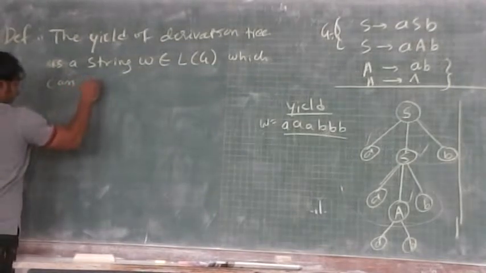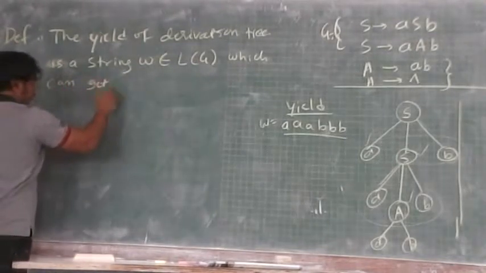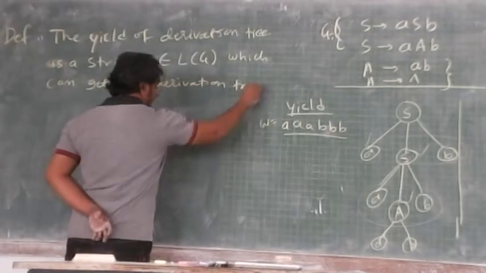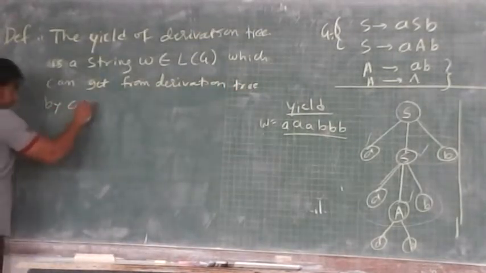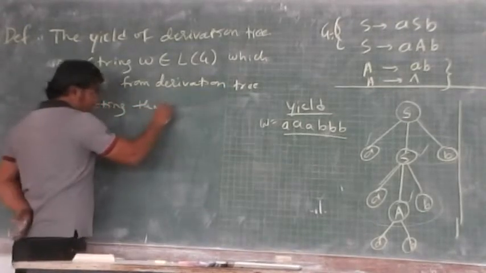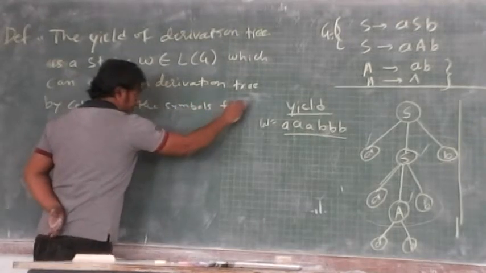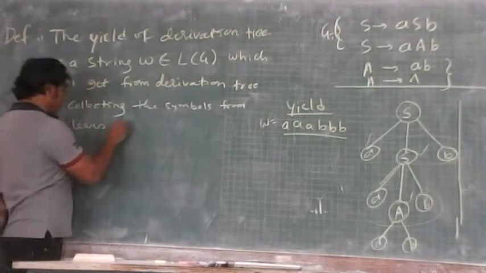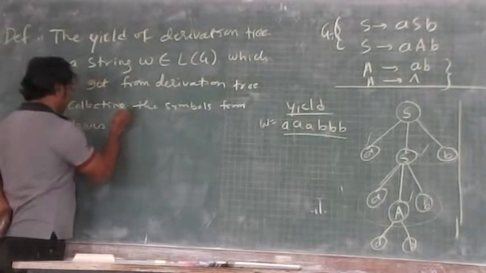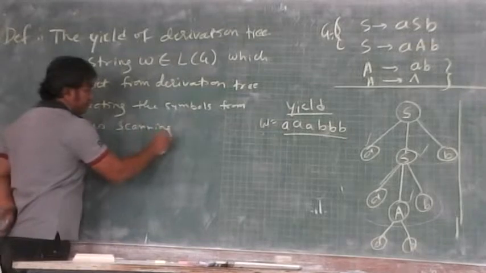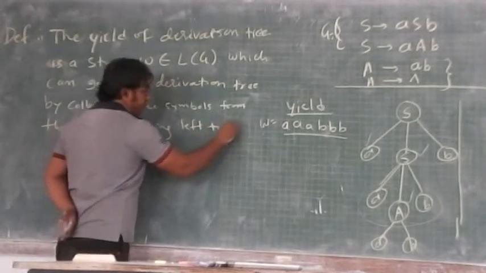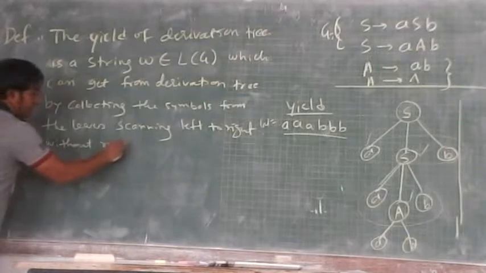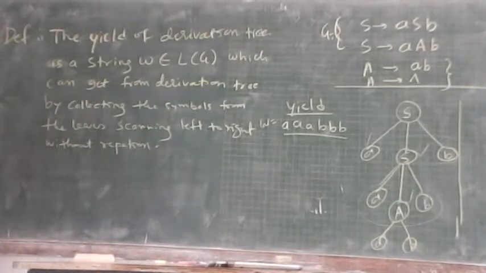which can be got from the derivation tree by collecting the symbols from the leaves, scanning left to right, without repetition. You are not needed to repeat. Okay?